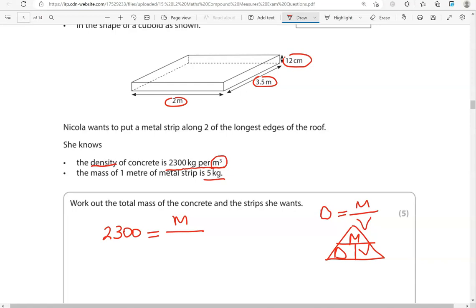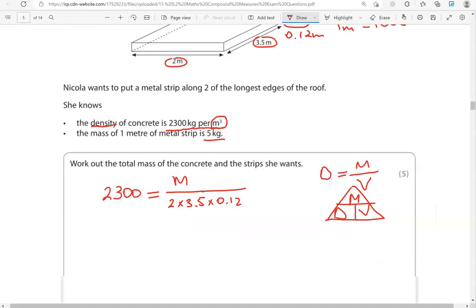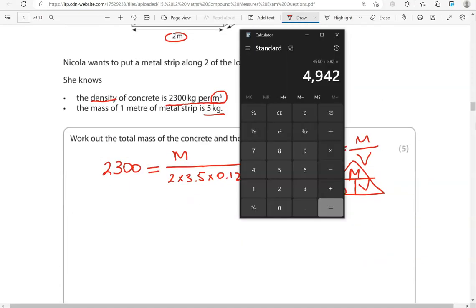In 1 meter, we know there are 100 centimeters. So this will be 0.12 meters. If you divide 12 by 100, it gives you 0.12. So to get the volume, we're going to do 2 times 3.5 times 0.12, which is 0.84.